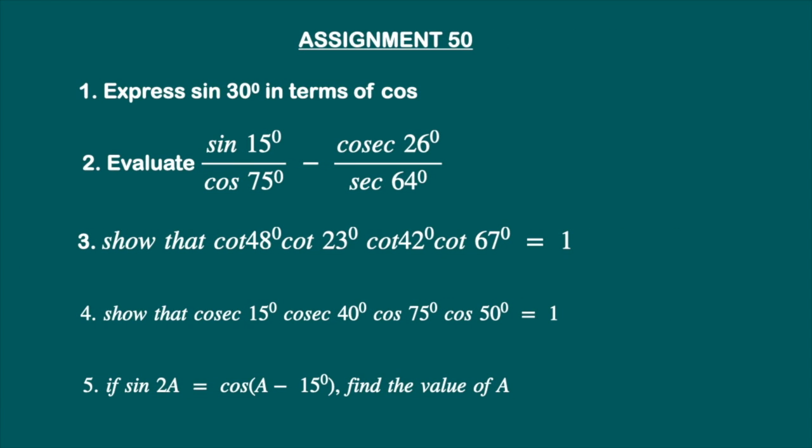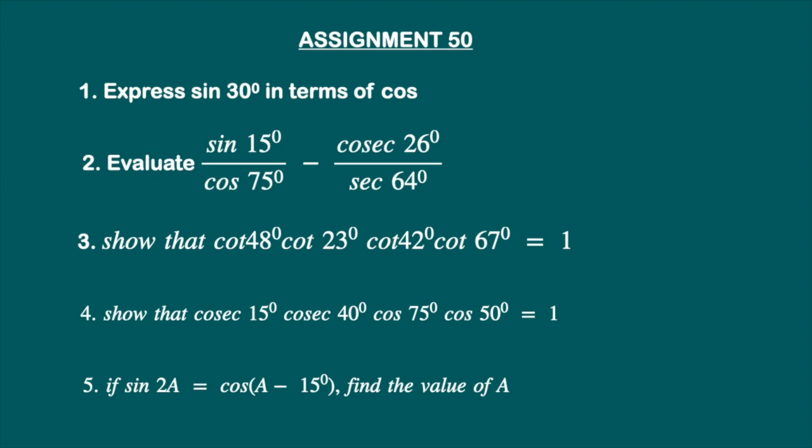Assignment number 50. This is the 50th assignment. First question is: express sin 30 degrees in terms of cos. Second question is: evaluate sin 15 degrees divided by cos 75 degrees minus cosec 26 degrees divided by sec 64 degrees. Third question is: show that cot 48 degrees into cot 23 degrees into cot 42 degrees into cot 67 degrees is equal to 1.